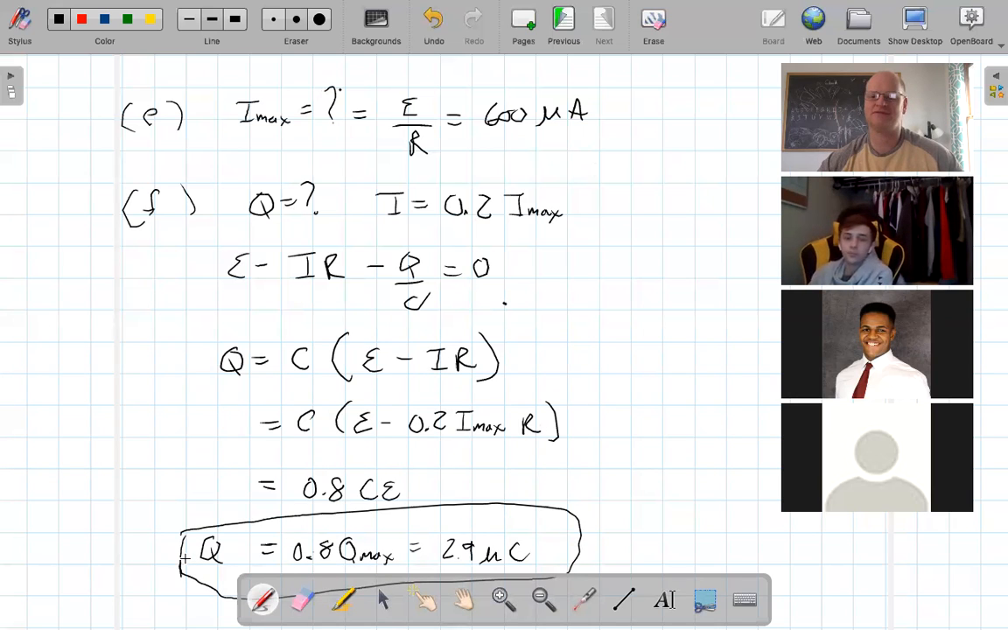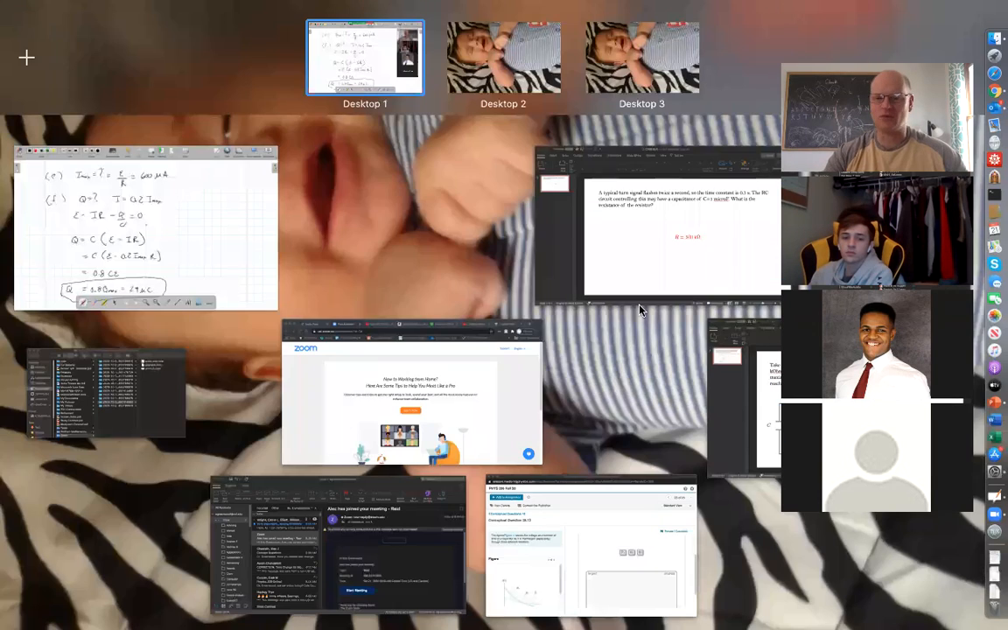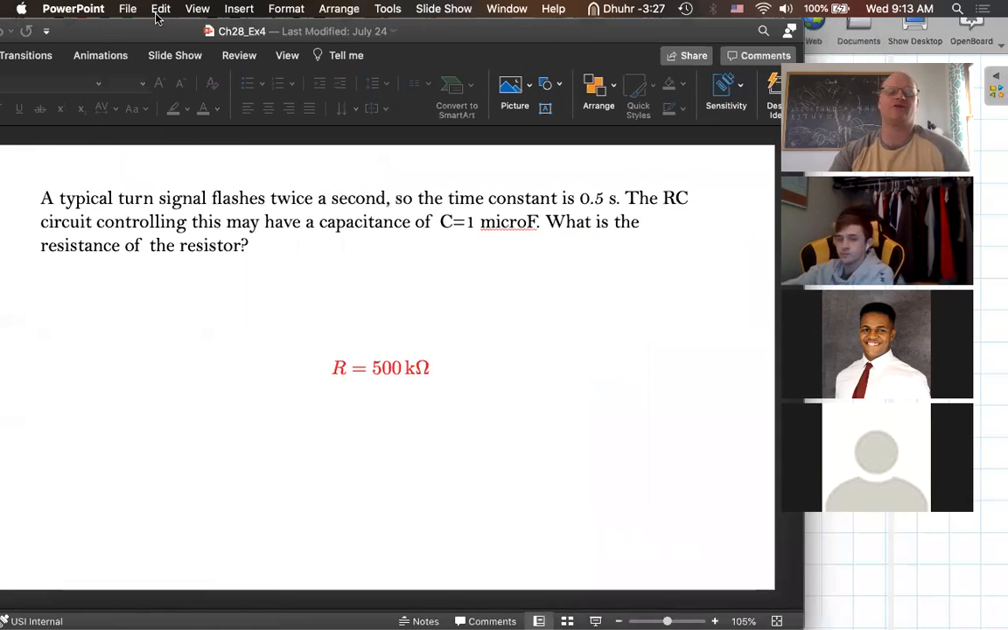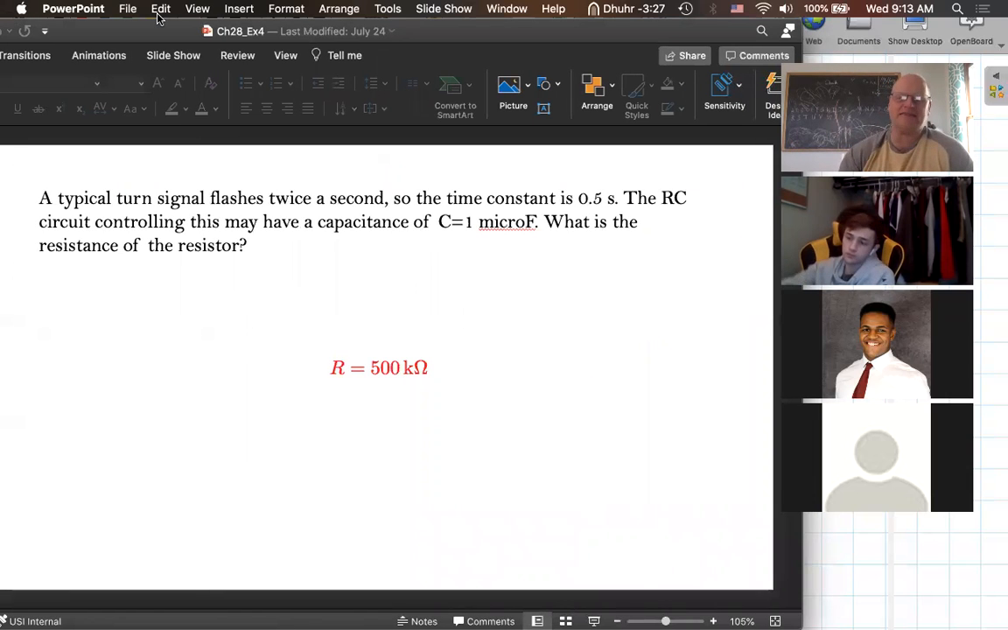Everyone's okay? Not too bad, right? So let's do one more example. The last example says that a typical turn signal flashes twice a second, meaning that the time constant is 0.5 seconds. The RC circuit controlling this may have a capacitance of 1 microfarad. What then is the resistance?